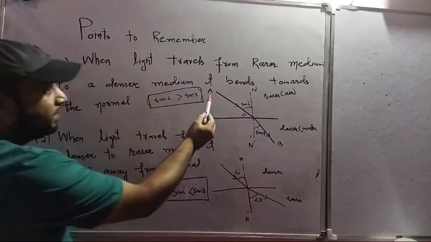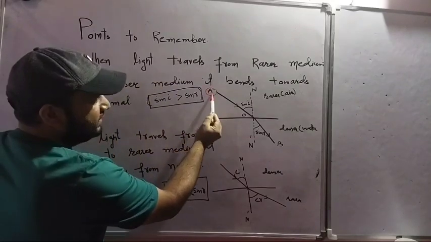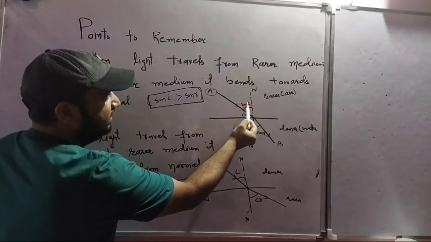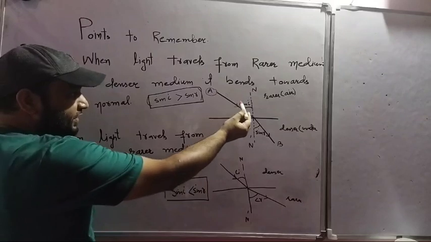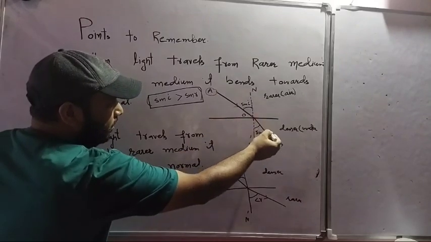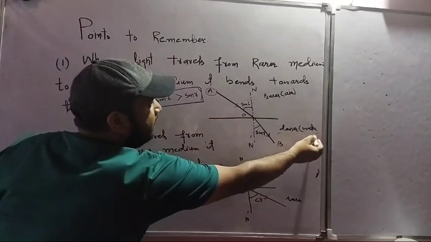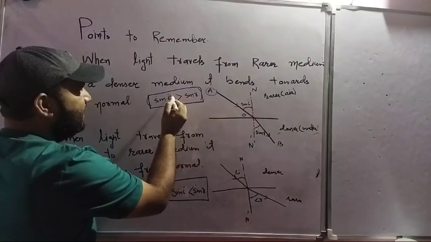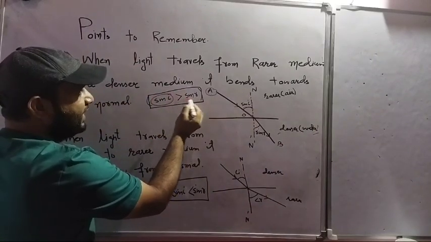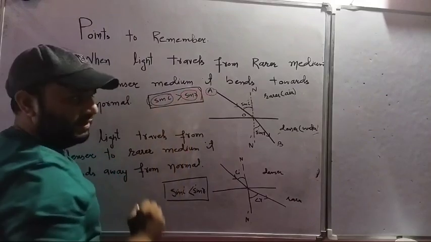Suppose the incident ray is AO. It makes an angle i, the angle of incidence, and it goes into the denser medium like water. You can check that sine i is greater than sine r.